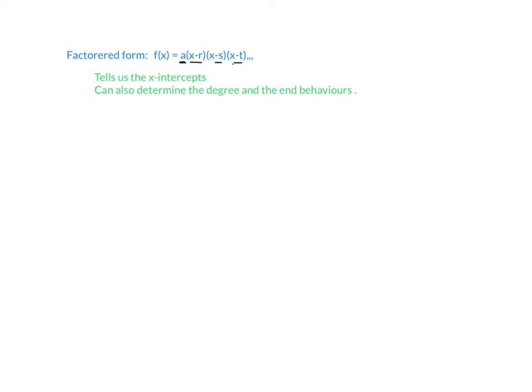The factored form is good because it tells us our x-intercepts. From that factored form, we can also determine the degree and the end behaviors for that polynomial. So I'm going to give you an example here and we'll work with that.